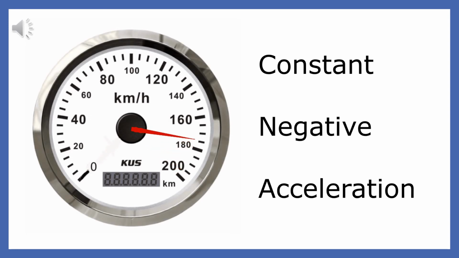Watch the velocity in a speedometer move. Is it constant or non-constant acceleration? Because the velocity decreases smoothly, it shows constant negative acceleration.